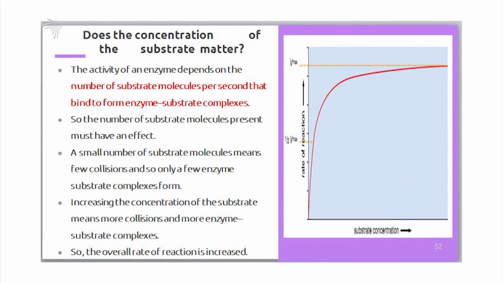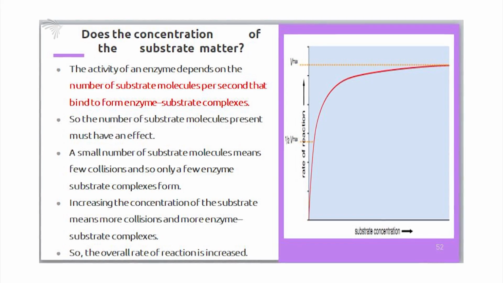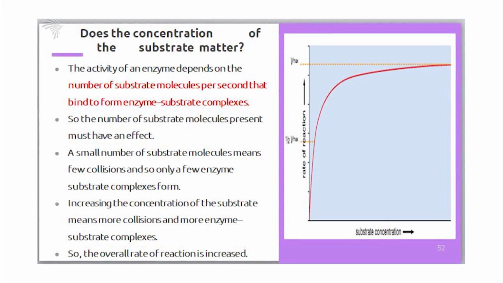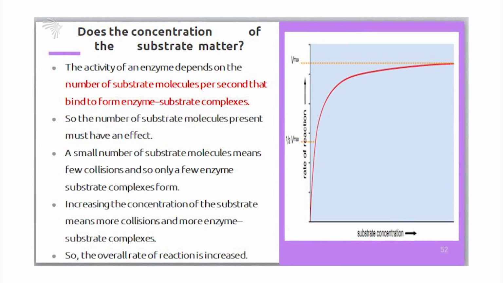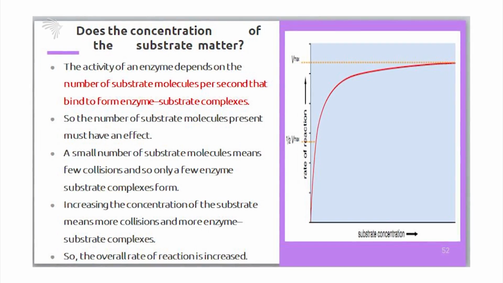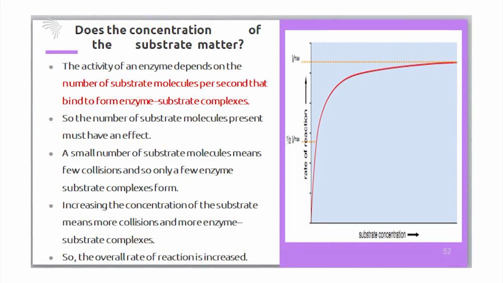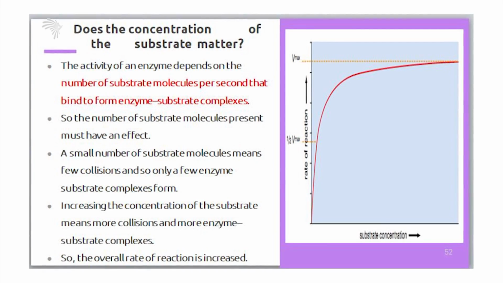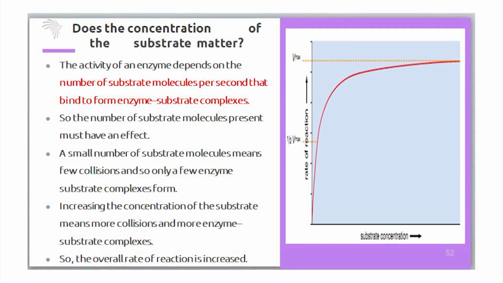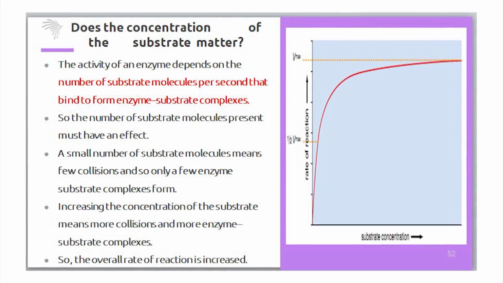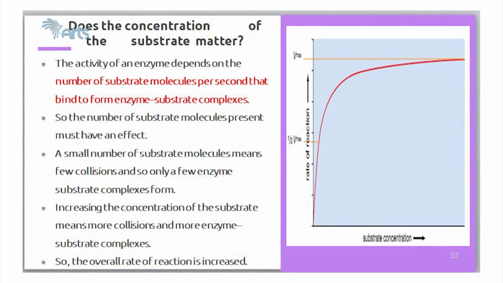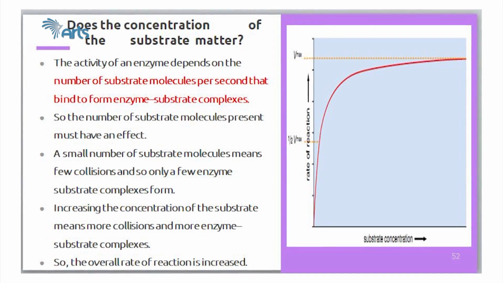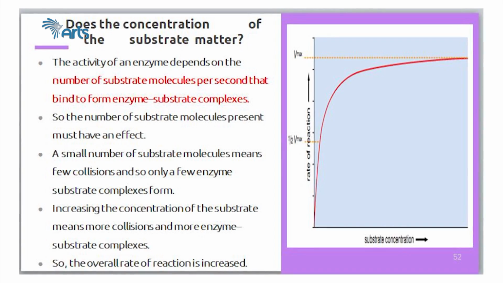Does the concentration of the substrate matter? Of course, substrate concentration matters in the catalytic process of enzymes. The activity of enzymes depends on the number of substrate molecules per second that bind to form enzyme substrate complexes. If there is a deficiency of substrate molecules and there is excess enzyme, then there is little product and most of the enzymes are not occupied by substrate molecules. So the number of substrate molecules present must have an effect.